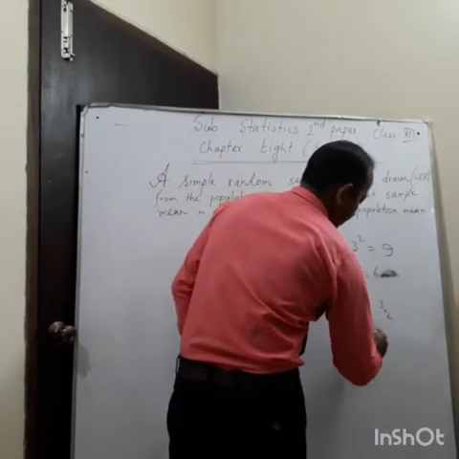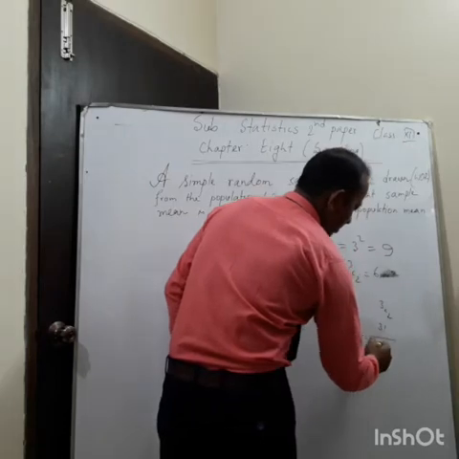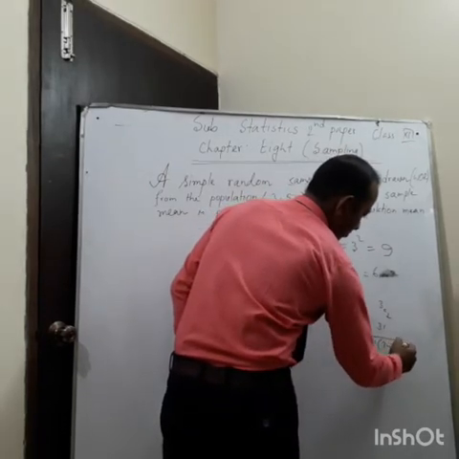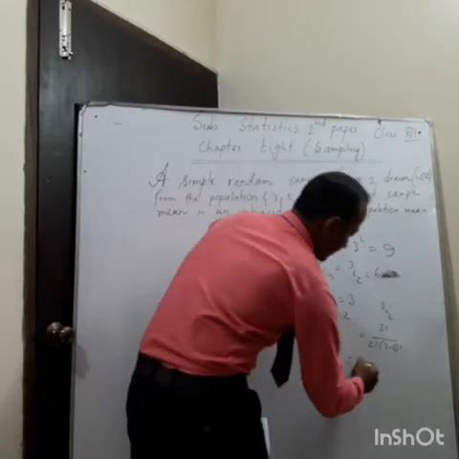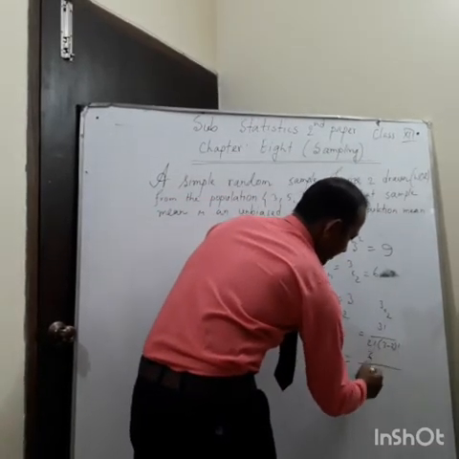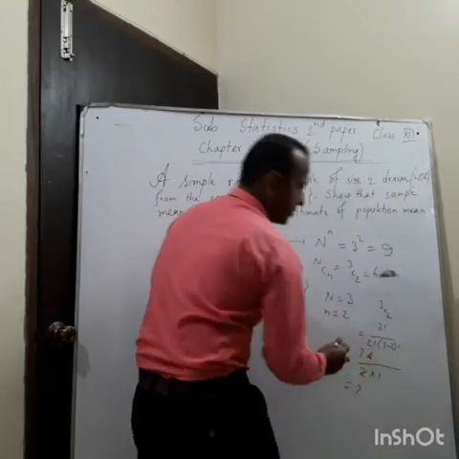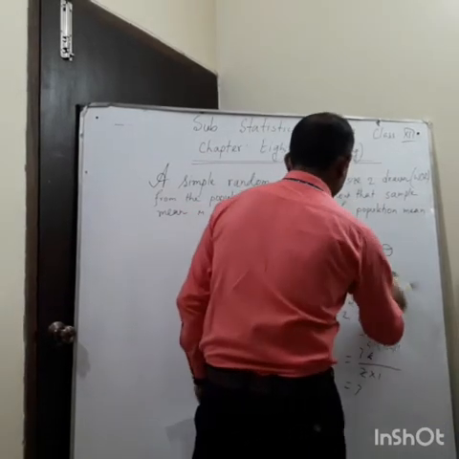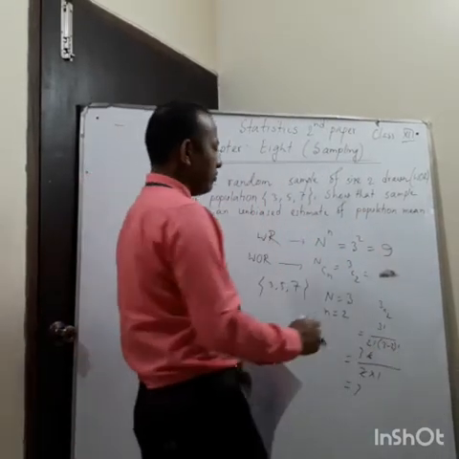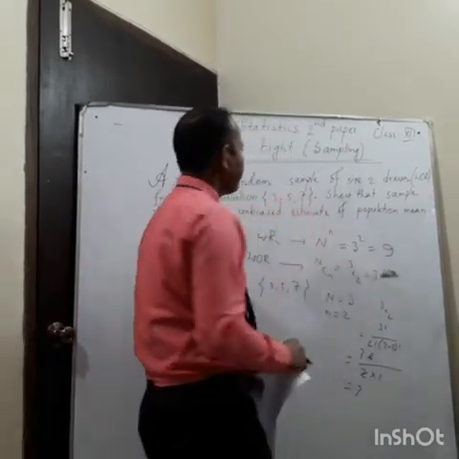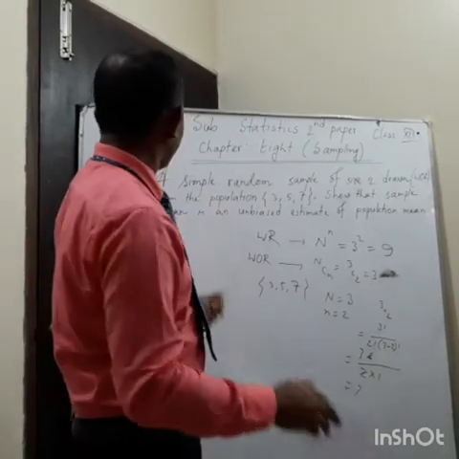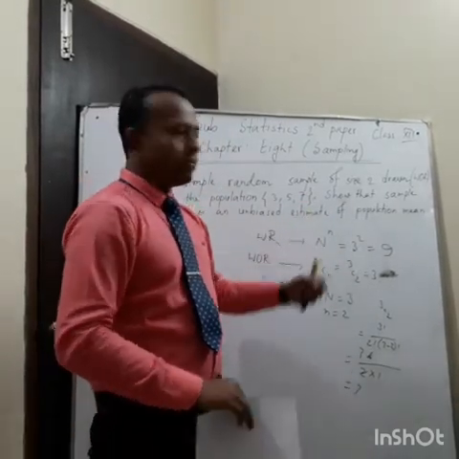Let's see. 3C2 is 3 factorial divided by 2 factorial into 3 minus 2 factorial. So this is 2 into 1 and this is 6, this is 3. That is, when we collect samples without replacement, then we will get 3 samples. Anyway, now we are going to solve the problem.